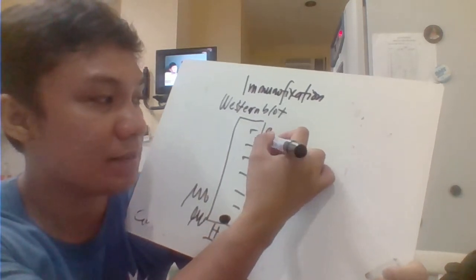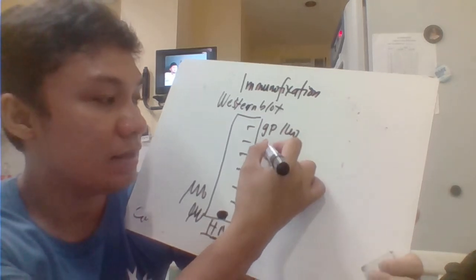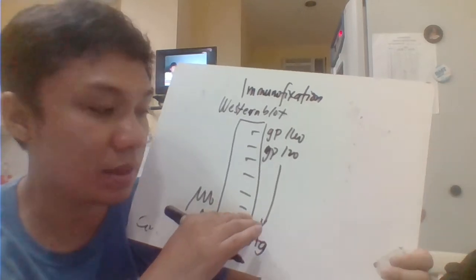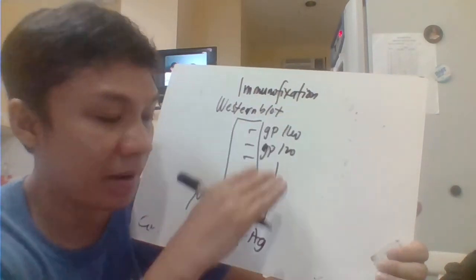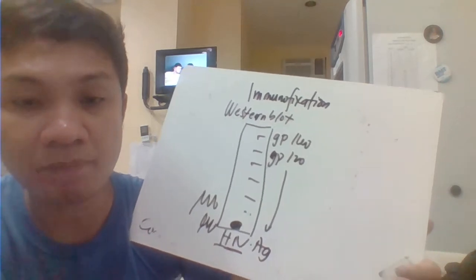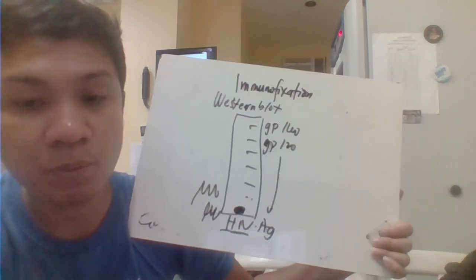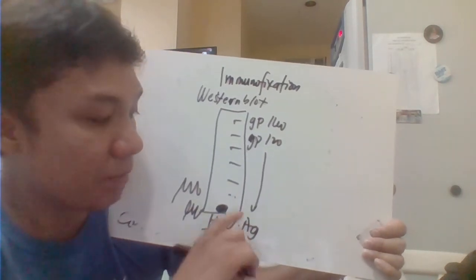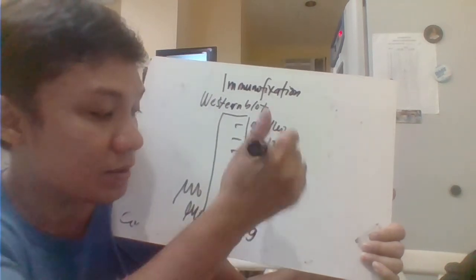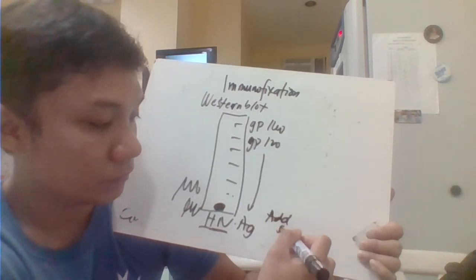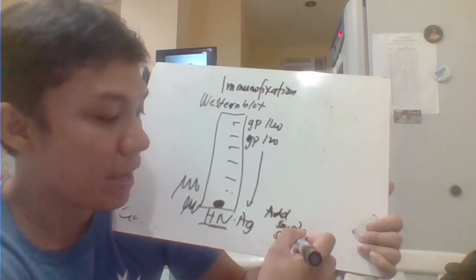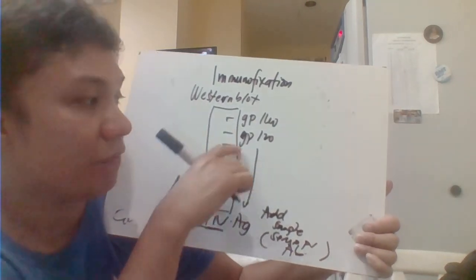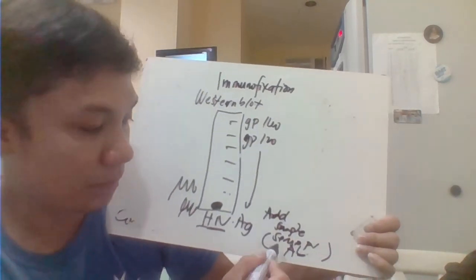Like for example, in your picture, we have here GP160, GP120, going downward. Those with large molecular weight tend to migrate farther, and the light ones stay near the area where you applied your antigen. After you prepare your membrane, all you need to do here is add your sample. Okay, add sample here, the patient's serum. We are expecting that it has antibodies for these different HIV antigens. So you apply the patient's sample here.